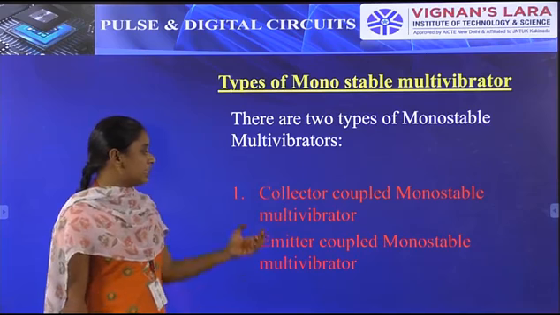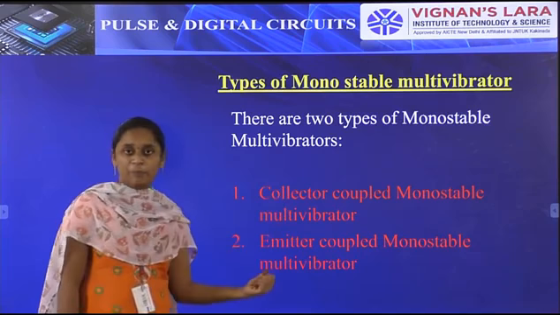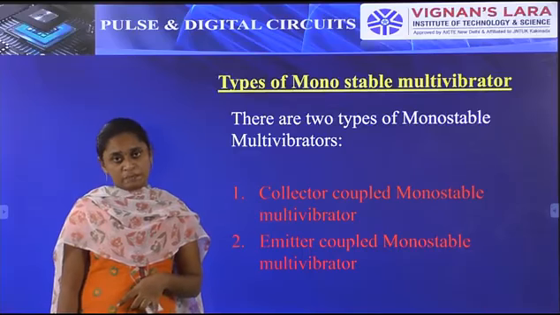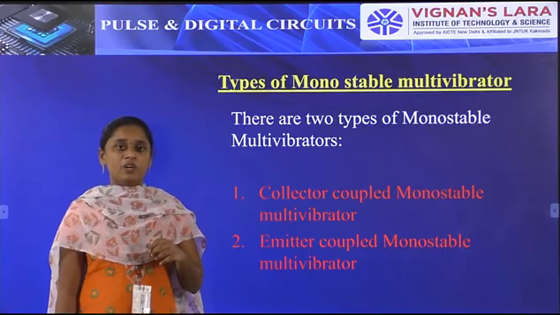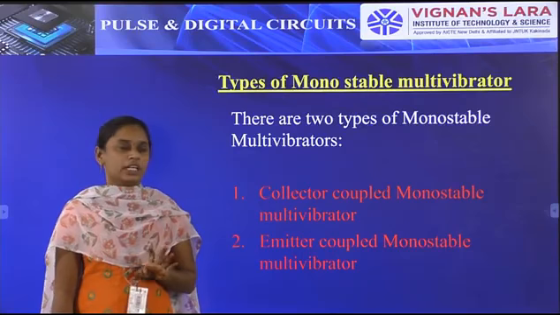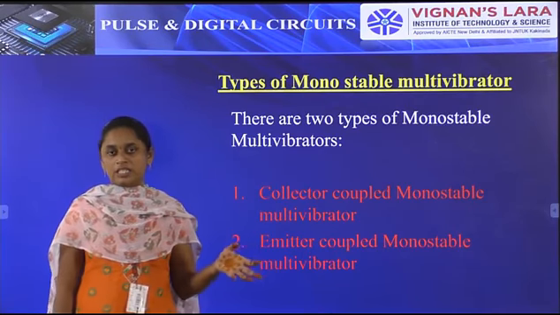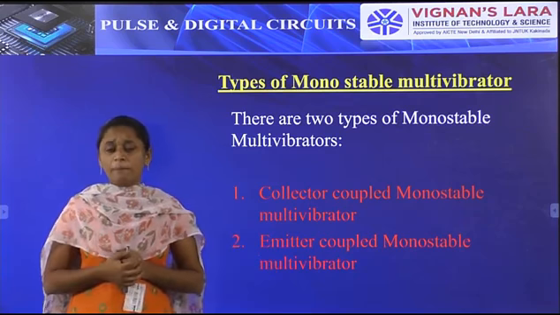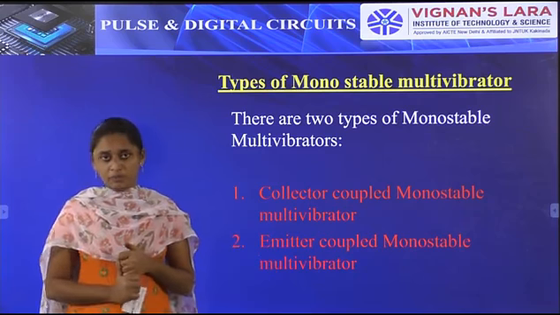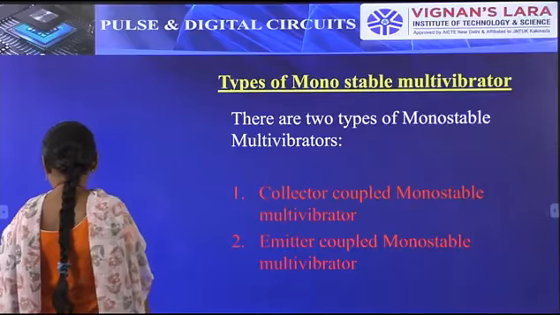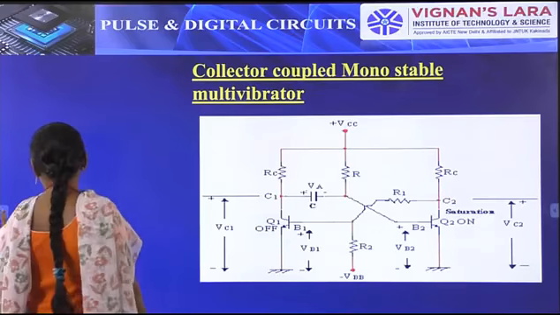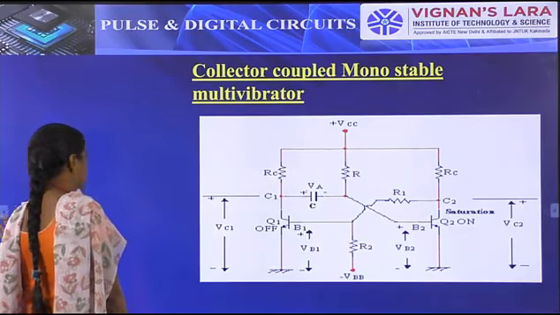So in this session we discuss the collector coupled monostable multivibrator and its operation. The output waveforms are very important, and we discuss these things in this class. At the same time, we have to discuss the pulse width of the monostable multivibrator. So this is the circuit diagram for the monostable multivibrator.